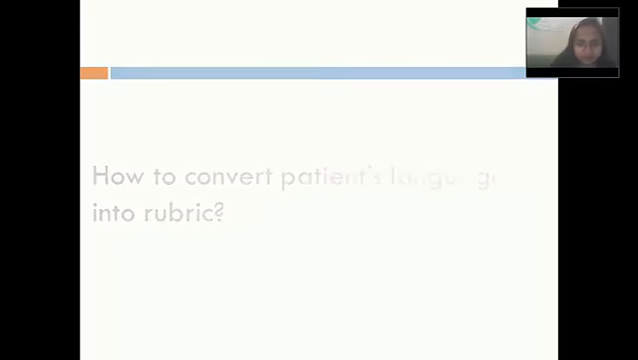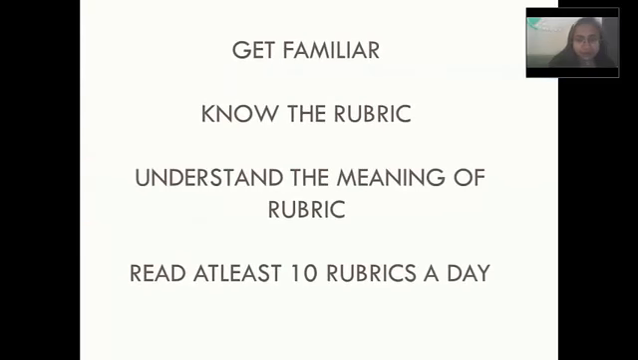So my suggestions here are: get familiar. You have to know the repertory in and out. So you have to read the repertory, read the rubrics, continuously understand the meaning, find the meaning on Google or in dictionaries or anywhere where the translations are given. So get familiar with the repertory. Without getting familiar, it is very, very difficult to find out the exact rubric or convert the patient's language into rubric.